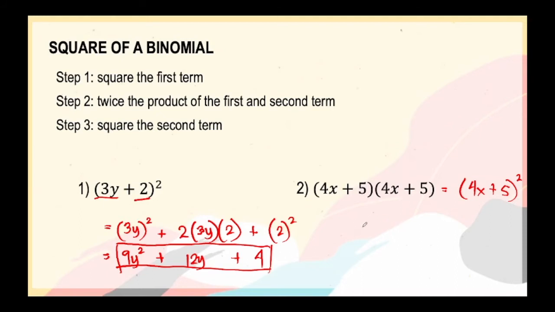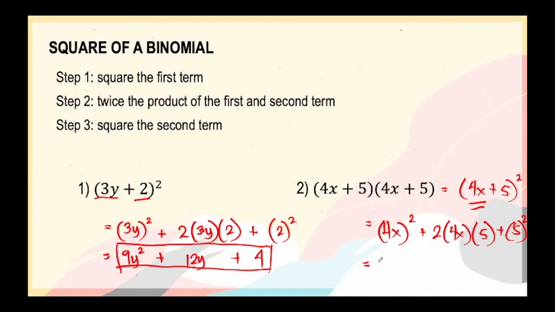Step 1 is to square the first term. The first term in the given expression is 4x, so we're going to get the square of 4x. Step 2 is get twice the product of the first and the second. And the third step is to square the second term. Now let's simplify.